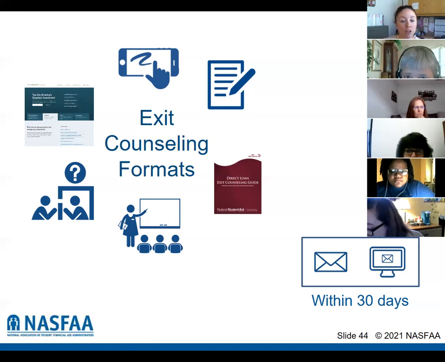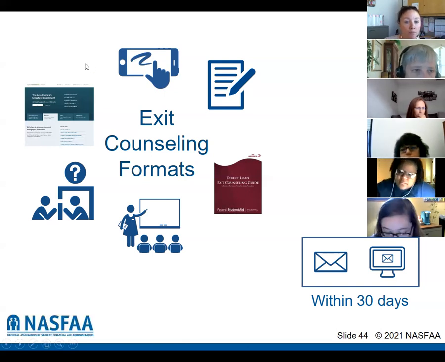I think at your institution, you should be implementing some additional exit counseling measures. You could be doing in-person sessions, you could be making one-on-one appointments available with counselors who are comfortable talking to students about their loans and their loan repayment. You could be providing the paper exit counseling guide to students when they graduate, encouraging them to do more than just the online exit counseling.